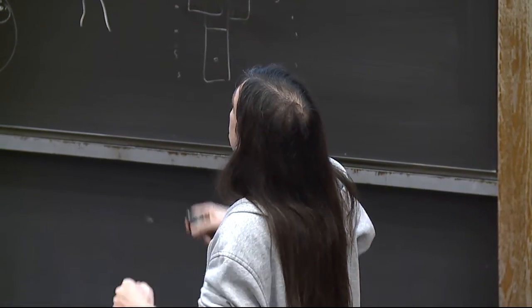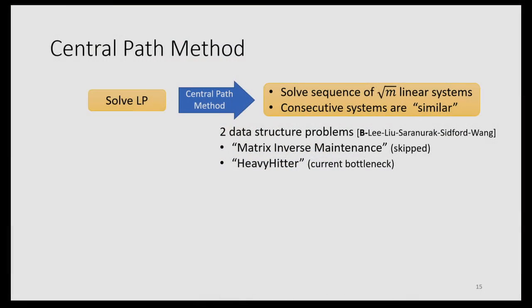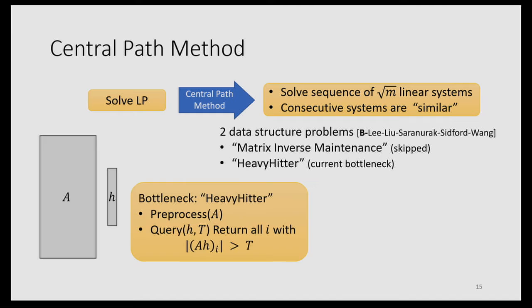And in previous work, two main data structure problems were identified. One is called matrix inverse maintenance. That, as the name suggests, is a really algebraic thing, so let's not focus on that here. Let's focus on the other problem called the HeavyHitter problem. And for many linear programs, it's actually this HeavyHitter problem that's going to be the bottleneck. So let's quickly define the HeavyHitter problem. What kind of data structure problem do we have to solve here?